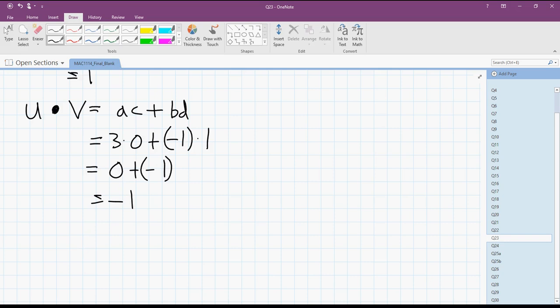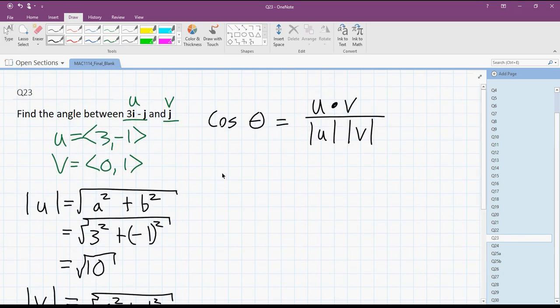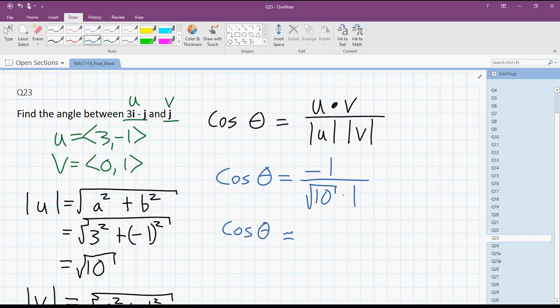So all we have to do now is take these 3 pieces that we found and plug them into the equation that we had at the very top. So we will have cosine theta equal to, what was the dot product? Negative 1. What was the magnitude of u? Square root of 10. And what was the magnitude of v? Okay, so let's do some reducing. What is the square root of 10 times 1? Square root of 10, right? So we've got negative 1 over the square root of 10.